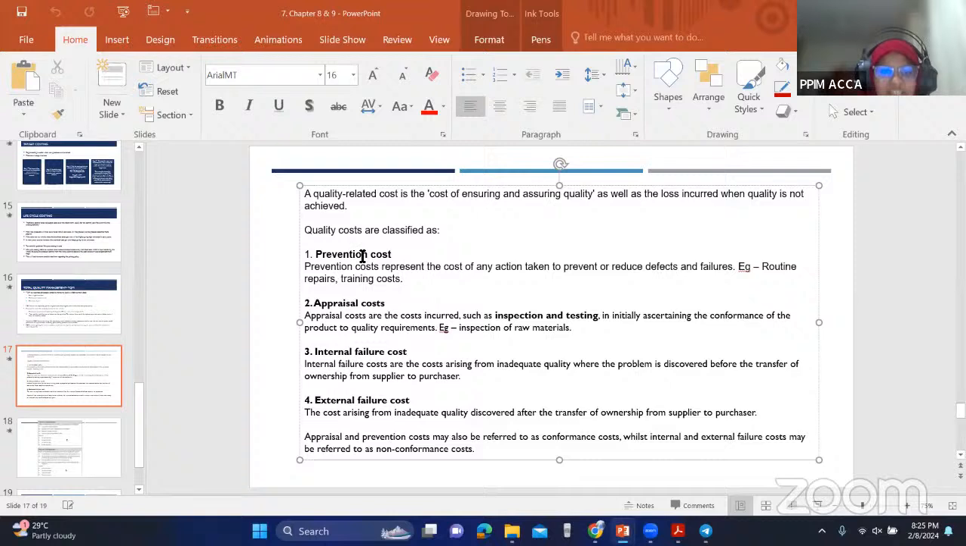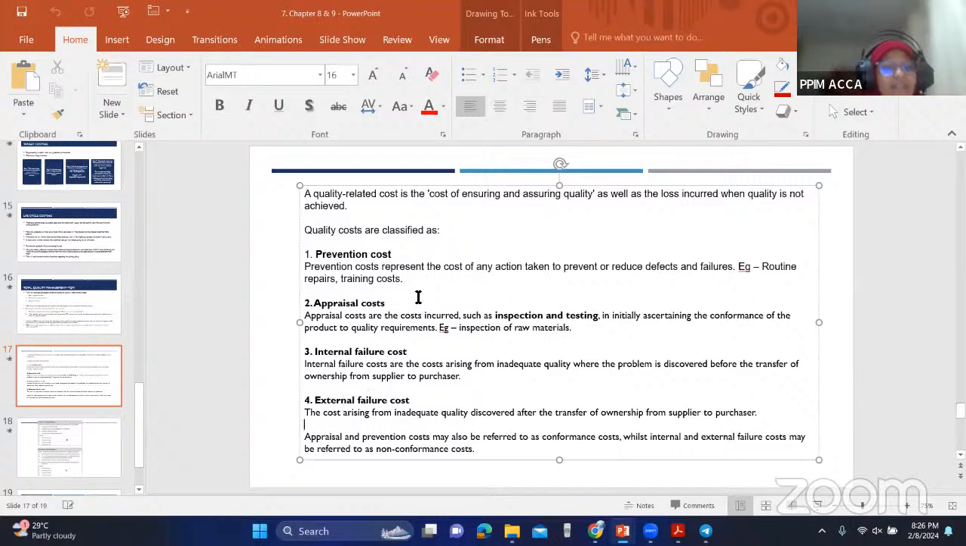Now, prevention and appraisal costs are called conformance costs. Why is that the case? Because they are costs that you incur even before the product is produced. Even before you make the product, you incur them and you prevent making a product of low quality. Then we have the non-conformance costs, which are internal failure and external failure cost.